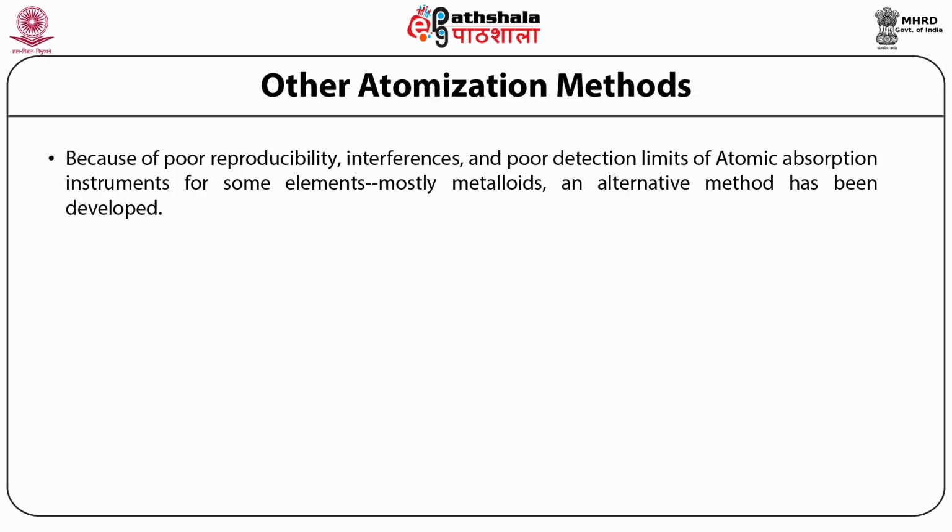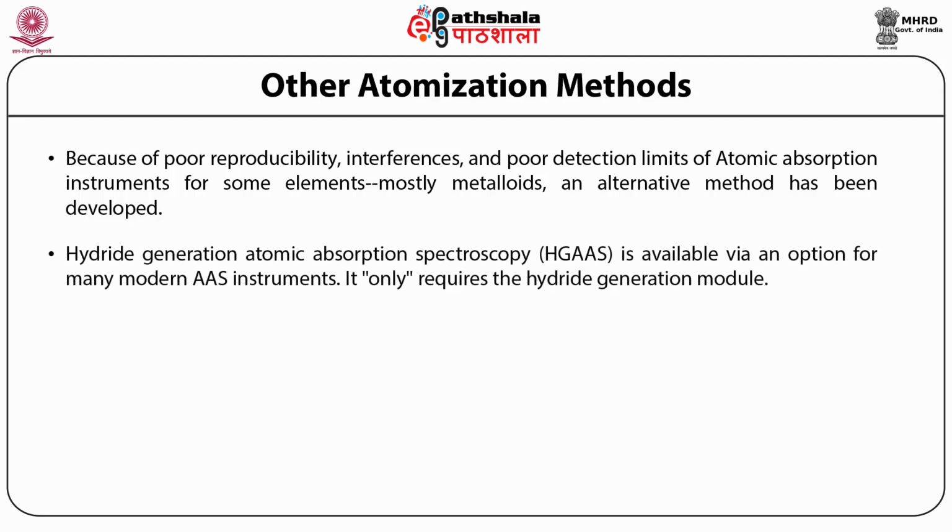Because of poor reproducibility, interferences, and poor detection limits of atomic absorption instruments for some elements, mostly metalloids, an alternative method has been developed, which is hydride generation atomic absorption spectroscopy. This is available as an option for many modern atomic absorption spectrometers. It only requires a hydride generation module. That means you can have an atomic absorption spectrometer instrument, and an additional module of hydride generation.